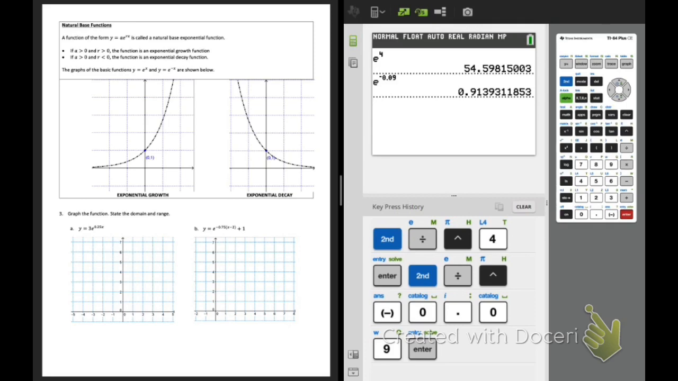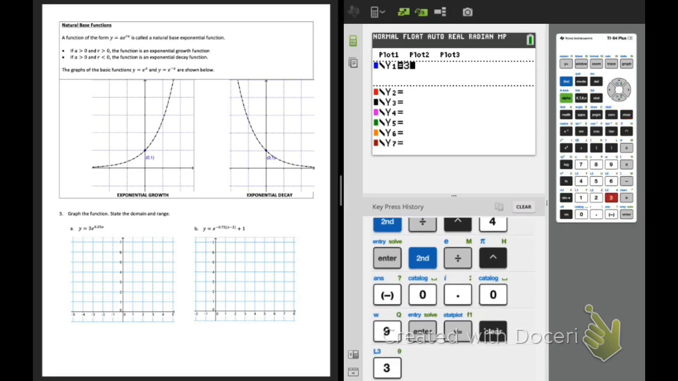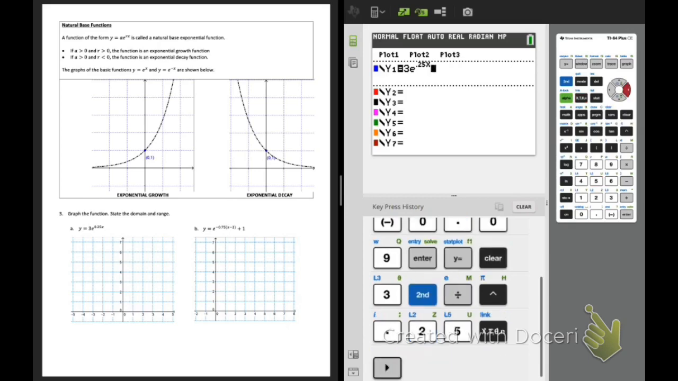So we're going to quickly type these into the calculator just to review the buttons, and then we'll state our basic domains and ranges. So let's go ahead, graph 3a. So we have 3 times e to the 0.25x power. So we type in 3, to get our e, that's second and division. Use our caret, 0.25x, and we'll graph.